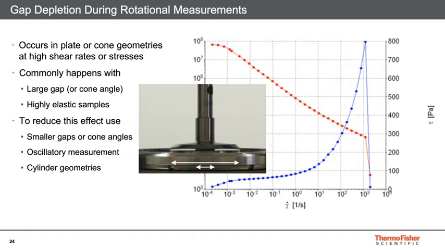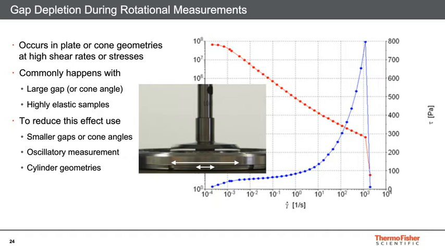Okay? So to combat this effect, if you're using parallel plates, you can use a smaller gap, okay, you can shrink down that gap, or potentially work with a smaller cone angle. If you have highly elastic samples, sometimes no matter what you do, rotation is going to be a challenge, so you can switch over and do an oscillatory measurement, or if applicable, you can also try using a cylinder geometry.